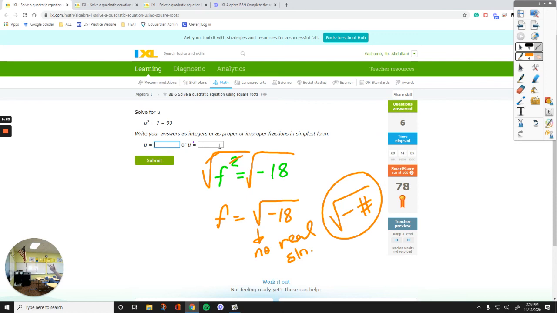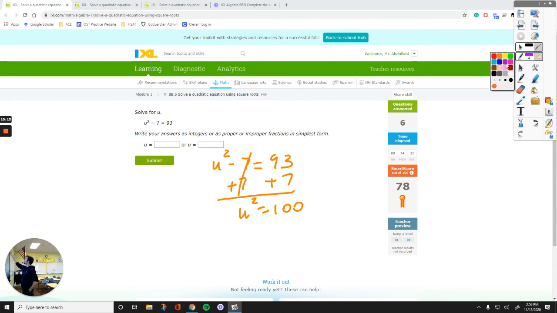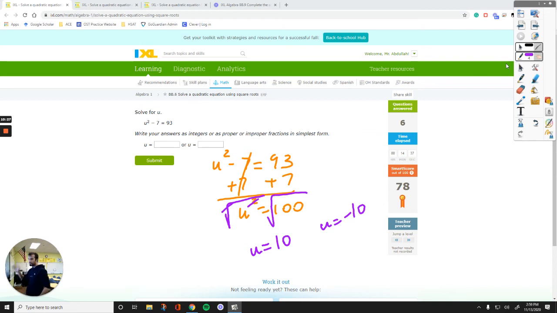Okay, let's just do this too, because it's 78 points. Okay, this is going to be the last one. U squared minus 7 equals 93. So step 1, get rid of that negative 7 by doing its opposite. U squared equals 100, and then get rid of that square by doing this. But then in the end, you're going to need two answers, one positive, one negative. U equals positive 10, because that's what square root of 100 is, and then U equals negative 10. Find your number, put a plus minus in front of it if you are square rooting each side.